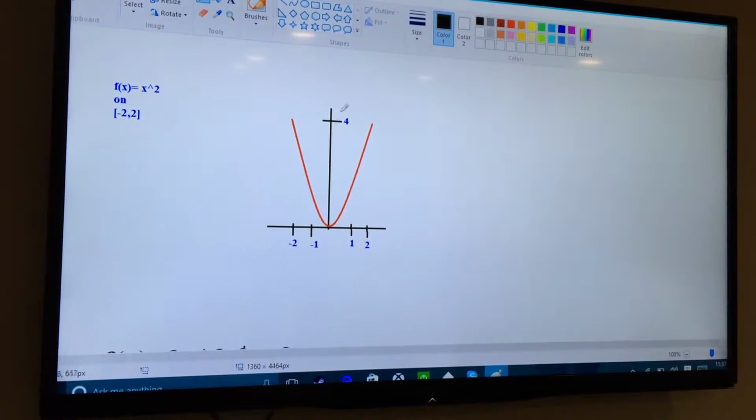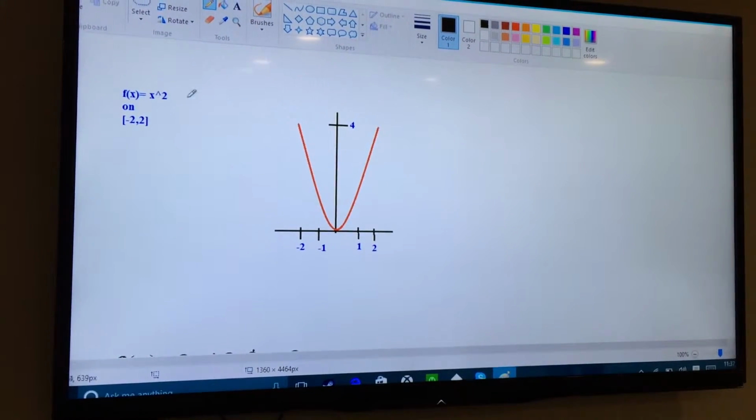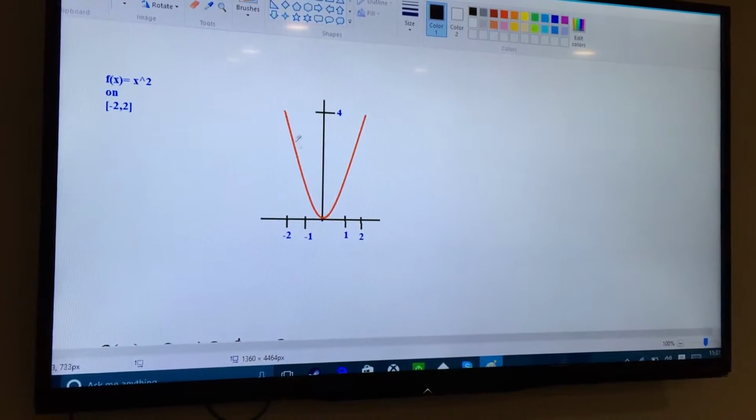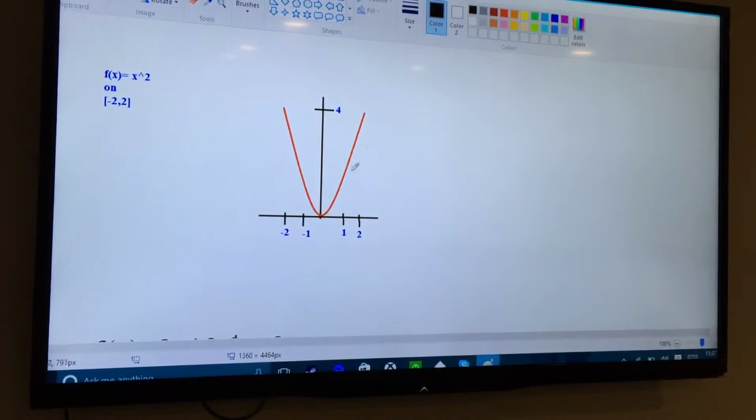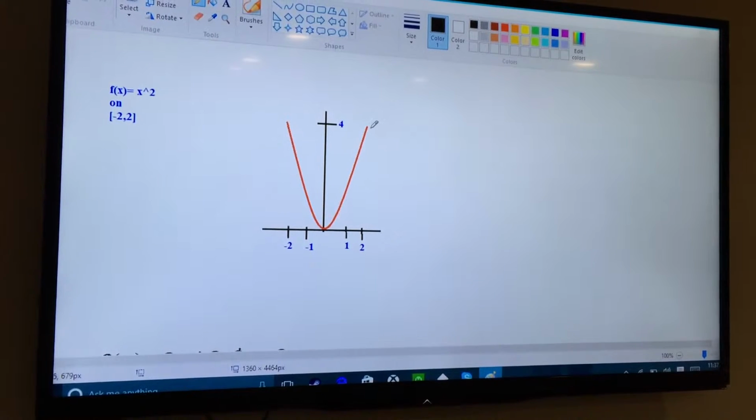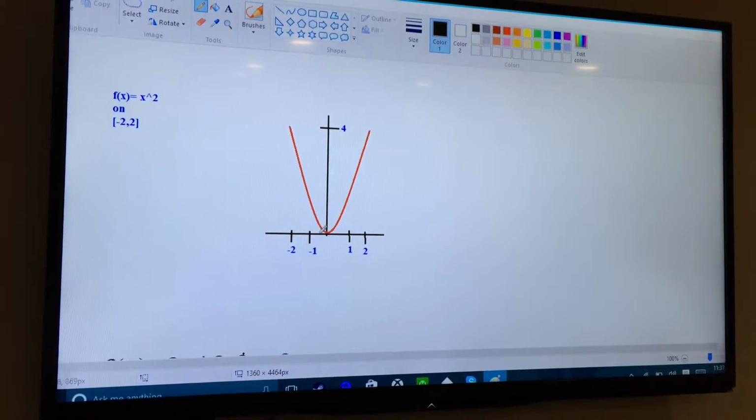For our second example, we have f of x equals x squared. So on this function here, we have an absolute maximum at y equals 4 and an absolute minimum at y equals 0.